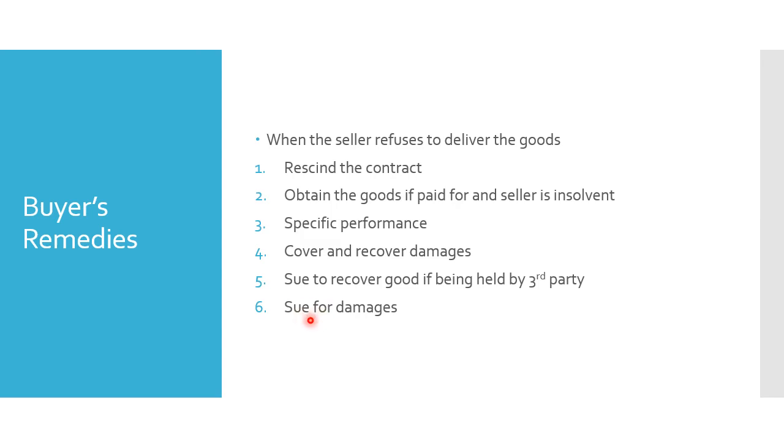So the reality is that at some point over the weekend, I'm going to run out of chicken. And that's going to result in lost profits, which would be a consequence of the breach, the seller's refusal to deliver. And I can sue for lost profits as a consequential damage. So those are options available to the buyer.